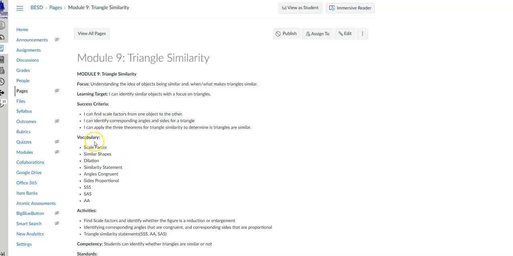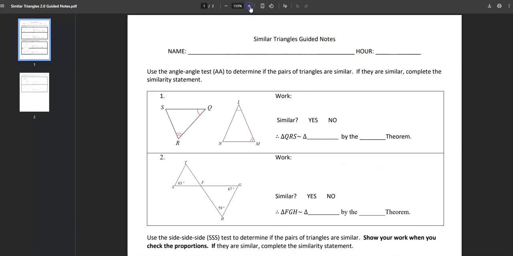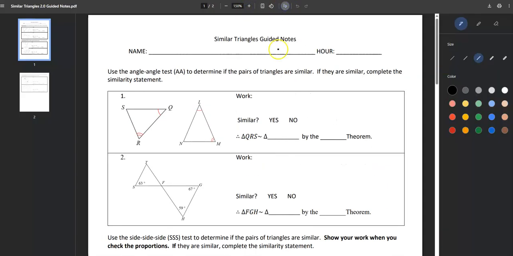All right, day 3 of Module 9. So our learning target is that you can apply the 3 theorems for success on triangle similarity to determine whether triangles are similar. So we're just looking and stating whether or not triangles are similar, and there's 3 theorems that we're going to look at with this as well, okay? Okay, so we're going to look at this here. We're going to go through some of these as well.